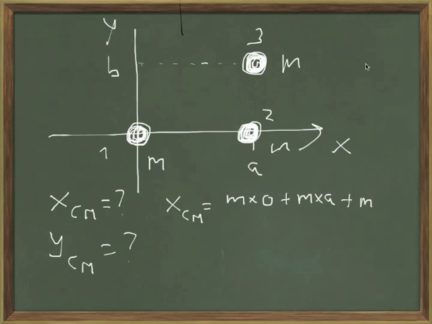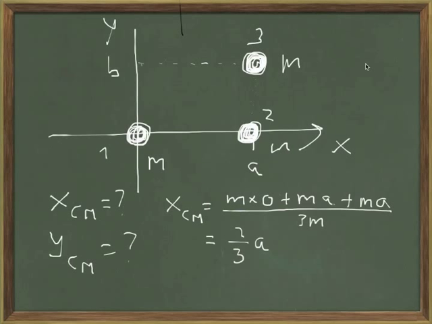which is 0 because it's located on the x-axis at the origin, plus the mass of the second one multiplied by its location in the x-axis, which is a, plus, here we have three masses, plus the mass of that guy, which is m, multiplied by its location in the x-axis. That number 3 is also at a, so that's another a there. And you divide it by the total mass of the system, which is three masses, you divide it by 3m, right? So that gives you 2/3 of a.